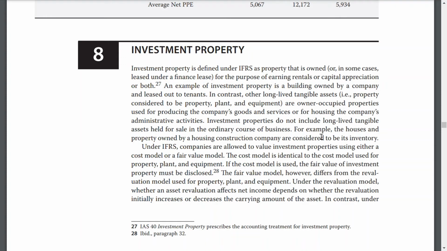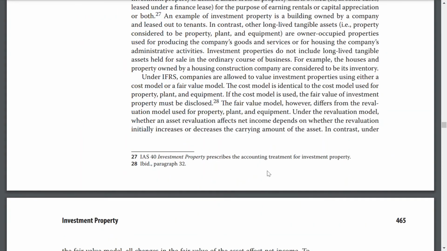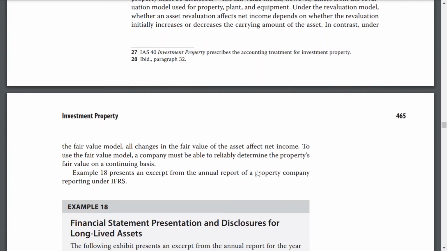Under IFRS, companies are allowed to value investment properties using either a cost model or a fair value model. The cost model is identical to the cost model used for property, plant, and equipment. If the cost model is used, the fair value of investment property must be disclosed. The fair value model, however, differs from the revaluation model used for property, plant, and equipment. Under the revaluation model, whether an asset revaluation affects net income depends on whether the revaluation initially increases or decreases the carrying amount of the asset. In contrast, under the fair value model, all changes in fair value of the asset affect net income.